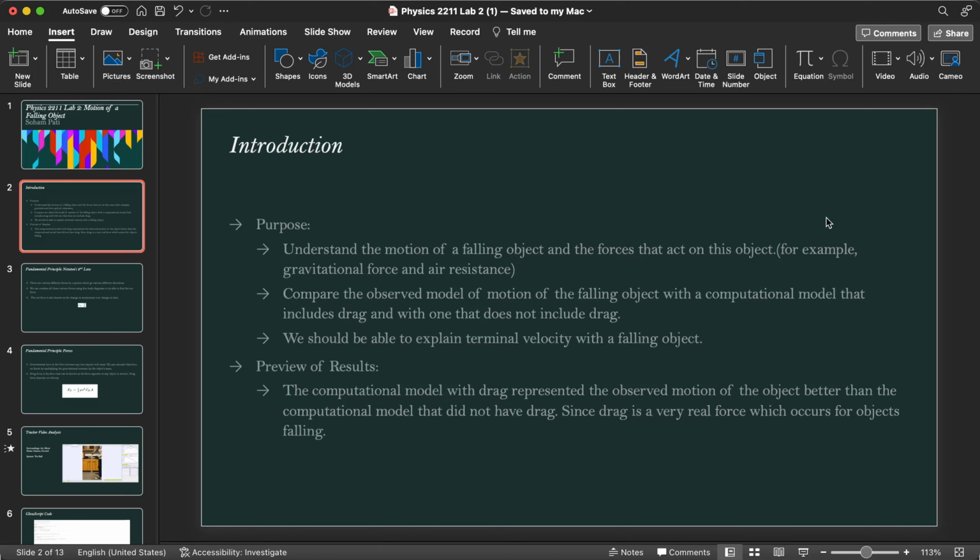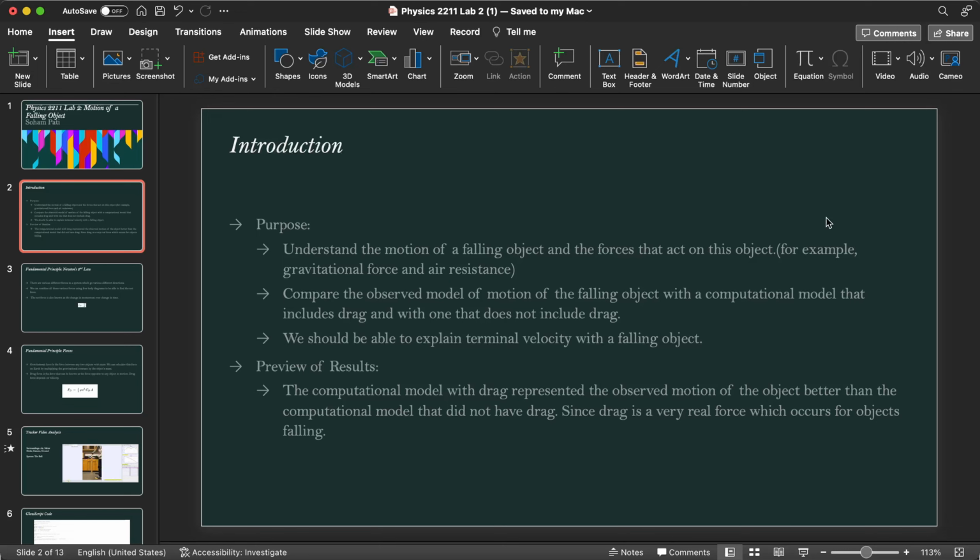The purpose of this lab is to understand the motion of a falling object and the forces that act on this object, for example, gravitational force and air resistance. We're going to compare the observed motion of the falling object with a computational model that includes drag and with one that does not include drag at all. We will be able to explain terminal velocity with the falling object.